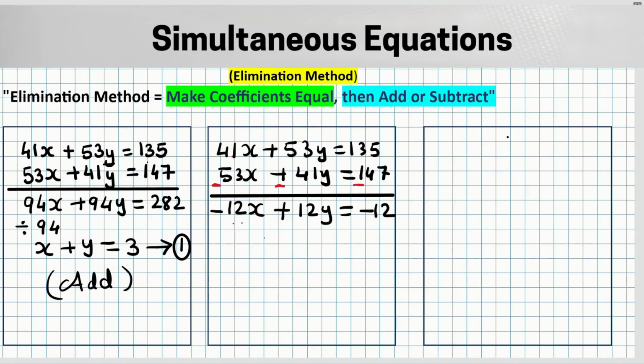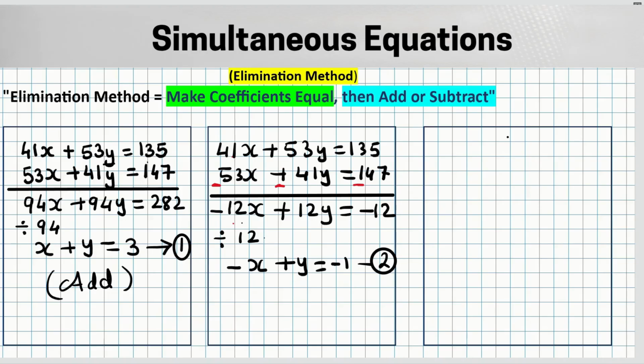Now, can I divide the entire equation by 12? Yes, we can do that. So when we divide the entire equation, we get minus x plus y is equal to minus 1. We'll number this as equation number 2. So see how we have turned the given equations, which had very big coefficients, into smaller numbers, a smaller equation.